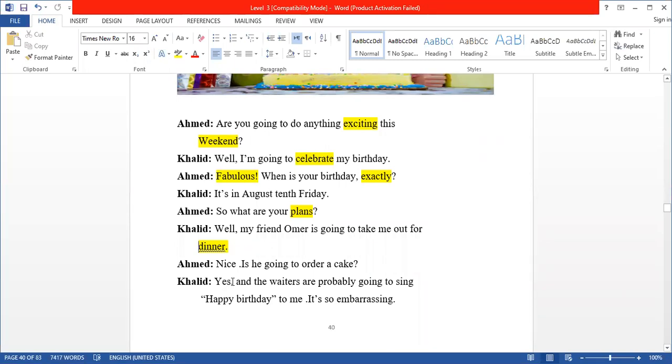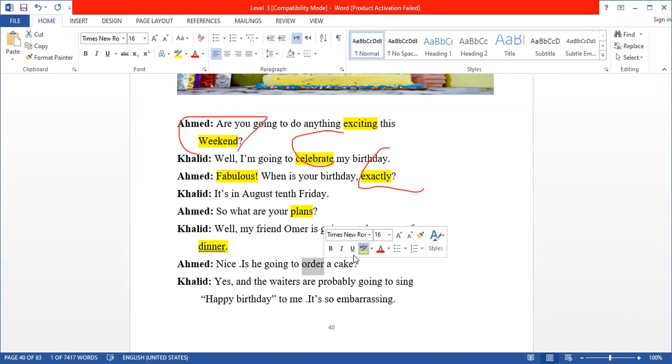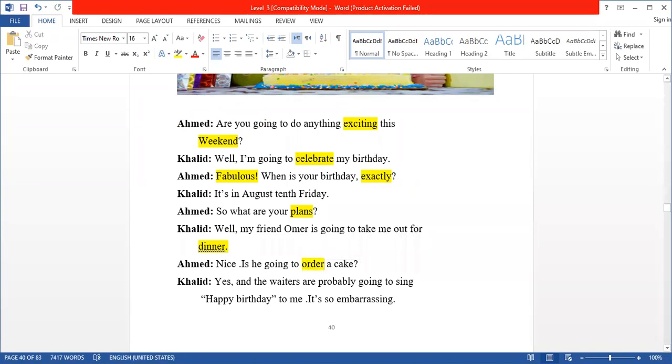Nice. Is he going to order a cake? To order means what here? To order here, it means request or to ask for something to eat or drink in a restaurant.